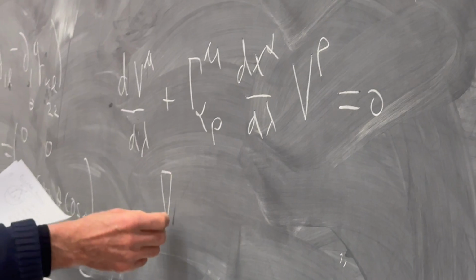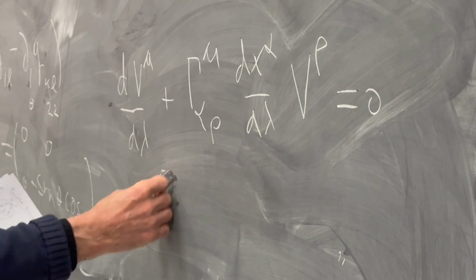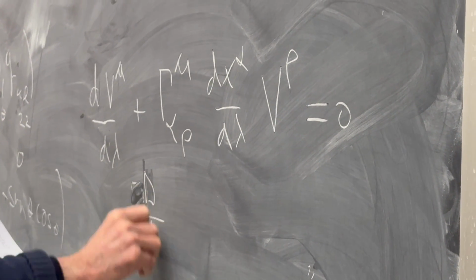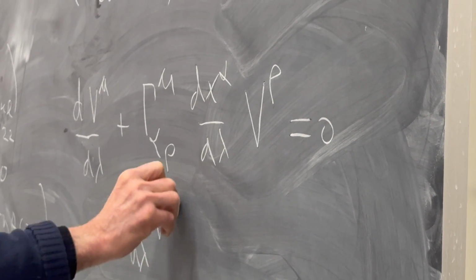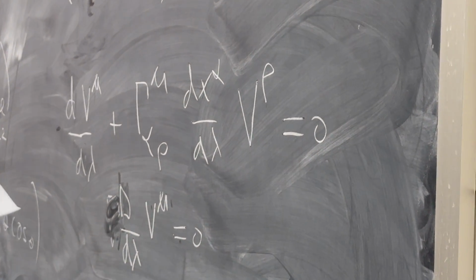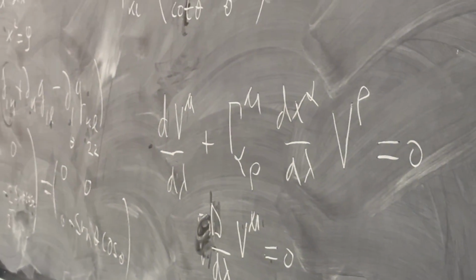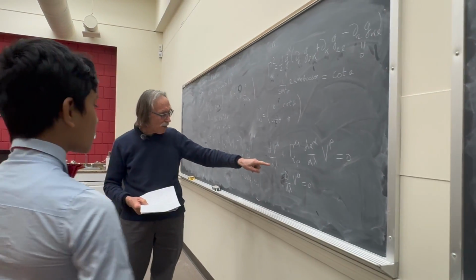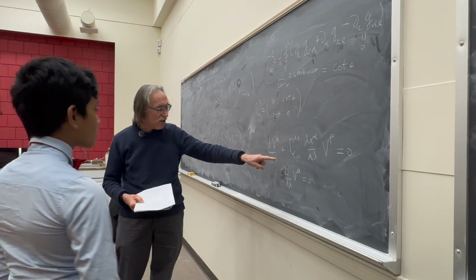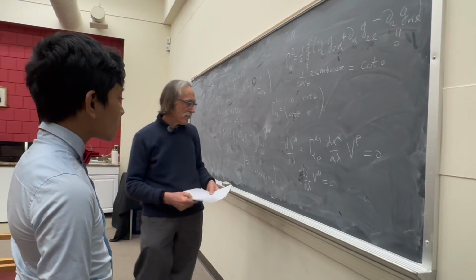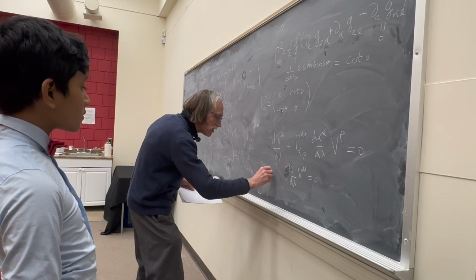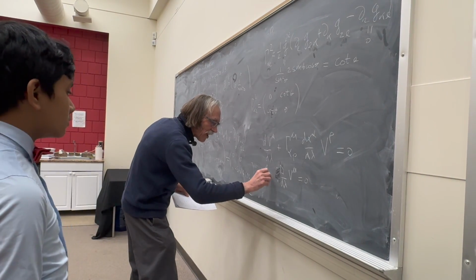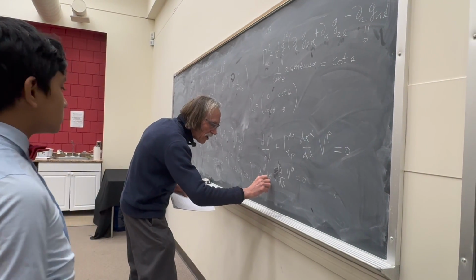In fact, we call this the d of d lambda of a vector. That is equal to 0. This is say dv mu times dx alpha times dx alpha d lambda. You can also write it like that. So this dv mu, using the chain rule, dx alpha times dx alpha d lambda.